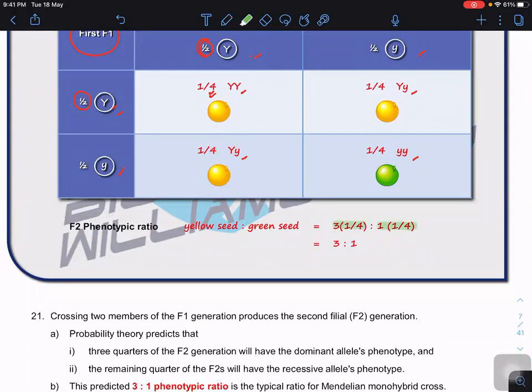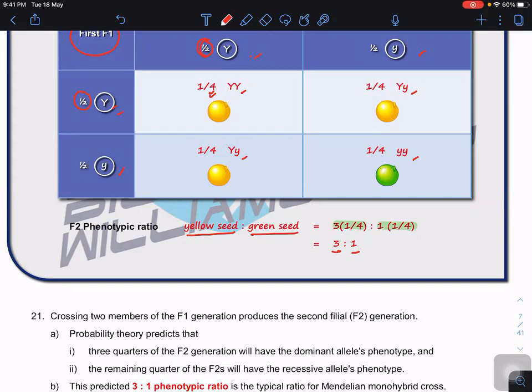How do you show the ratio? Using probability. Yellow seed, we have 3 times, each of them is 1/4. Green seed, 1 time, 1/4, so 3 to 1. Very important, you have to show that yellow seed is 3, green seed is 1. Don't simply tell me 3 to 1, because if you tell me 3 to 1, I do not know whether 3 represents green or 3 represents yellow.